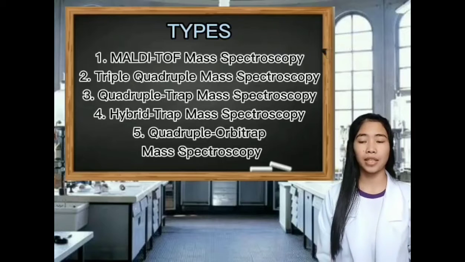So the last but not the least would be the quadrupole Orbitrap mass spectrometry, which combines high-performance quadrupole precursor selection with high resolution. It can be widely used in various fields like proteomics, metabolomics, food safety, toxicology, and so on.